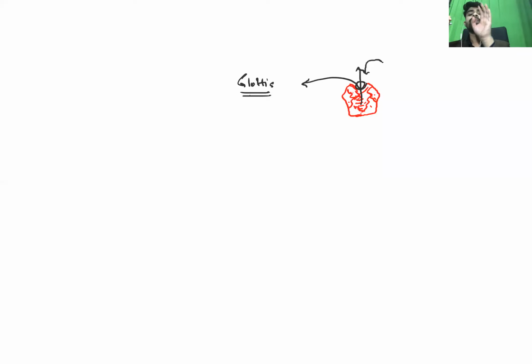So this is from the back. You can see the structure which is actually part of this box, that is trying to come out. Not out actually, it is trying to come above. That is called the epiglottis. So this is the epiglottis.